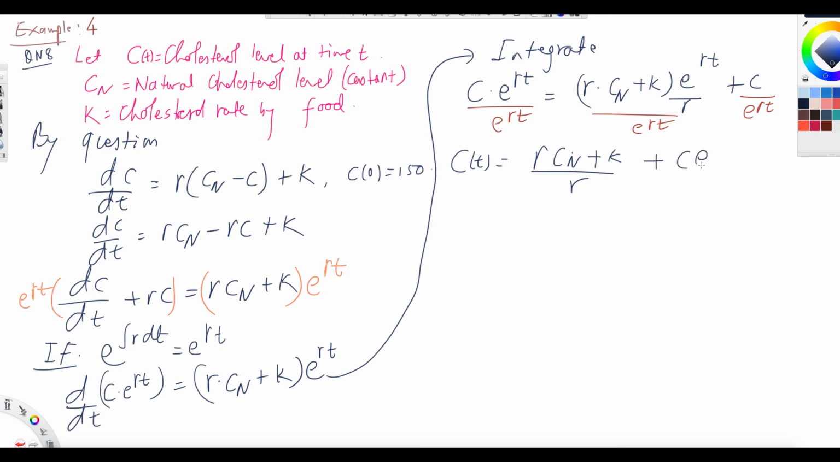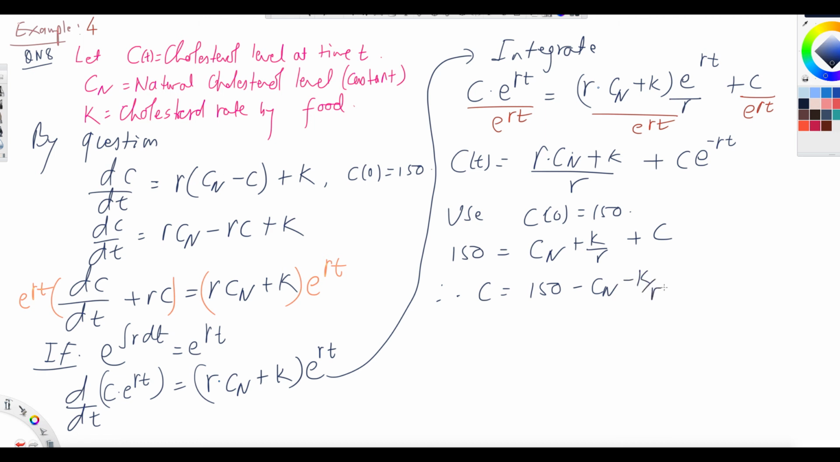And then plus c e to the negative rt. Let us use c at 0 equals 150. What do you get? You get 150 equals, by the way, this is r times cn. If you split the denominator, you get cn plus k over r, plus c, because e to the 0 will become 1, since we are taking t equals 0 here. Therefore c equals 150 minus cn minus k over r.